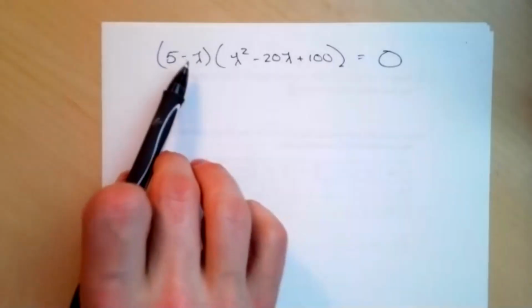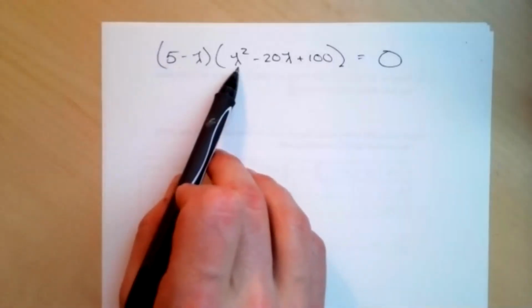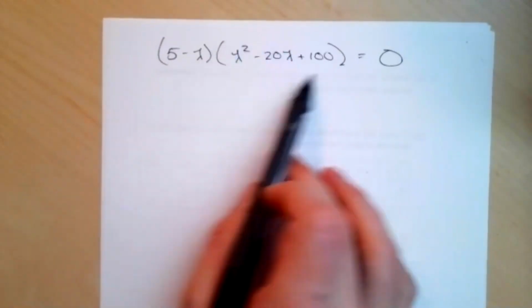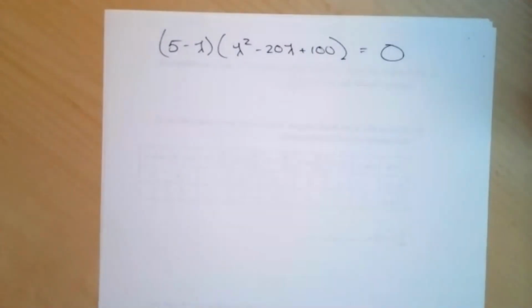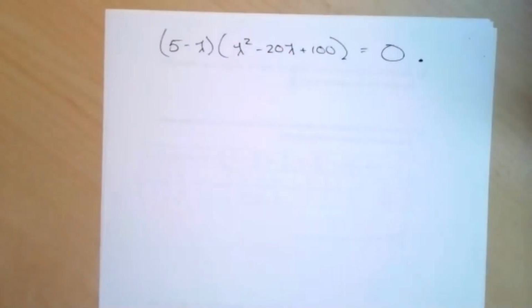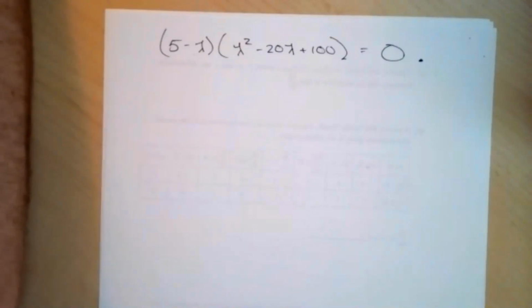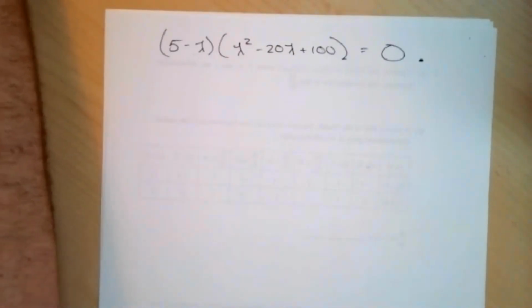So this will give us our solutions for lambda. Nicely enough, it's already factored. So this factor we can solve for. And then we might have to use the quadratic formula or factor this one to solve for the other values of lambda. Once we find the values of lambda, we will then find the corresponding eigenvectors associated with those eigenvalues. So we'll jump into that tomorrow. Any questions?